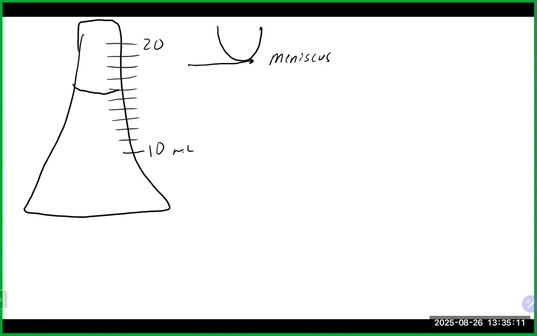99% of the time, that is what your meniscus looks like. You may also perhaps know that sometimes things will give you a meniscus that goes the other way.